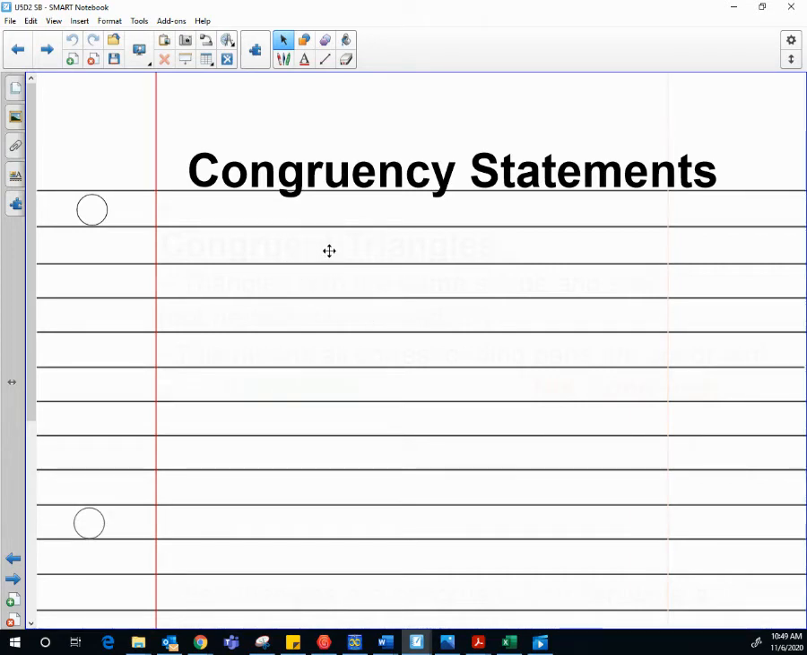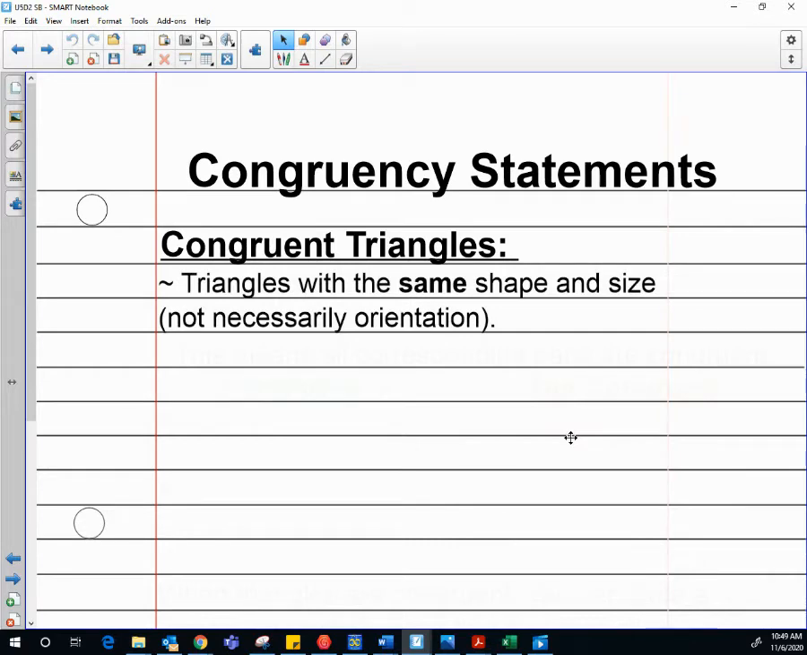Let's talk about congruency statements. So first of all, what is a congruent triangle? They're triangles that have the same shape and size, but not necessarily the same orientation. So they could be turned in different ways, but in all, they'll be the same shape and the exact same size.